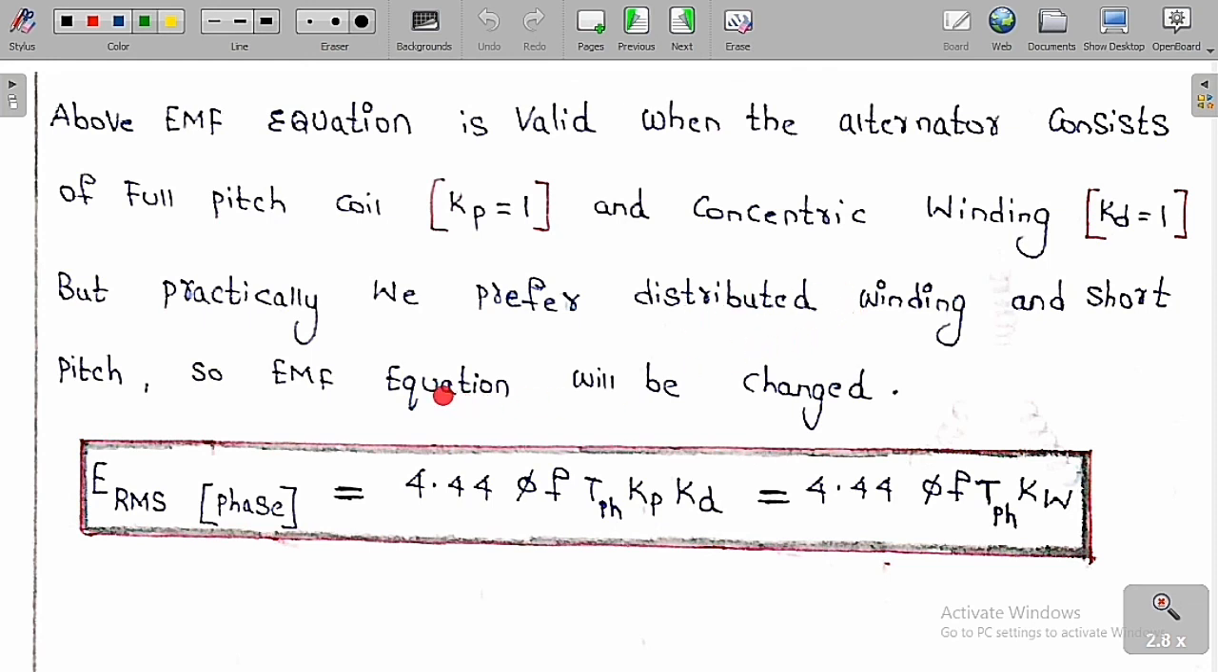So the EMF equation should be changed from the previous one just by a multiplication of Kw. Kw is nothing but Kp into Kd. So now the RMS value of the EMF induced per phase is equal to 4.44 into phi into f into turns per phase into Kw, where Kw is Kp into Kd. This is the RMS value of the EMF induced per single phase. This is a very important equation that you always have to remember, this very beautiful equation in a synchronous machine.